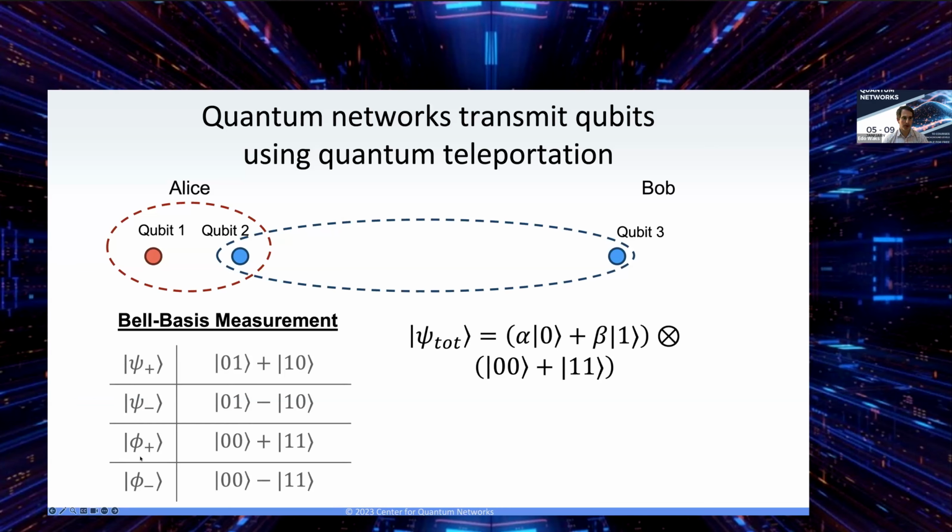So when you perform a Bell basis measurement on a qubit, you will always get one of these four possibilities. And it is performed on the first two qubits of the total state of the system, which comprises the qubit that Alice wants to transmit to Bob, plus the entangled pair of qubits that are the resource for the quantum communication.